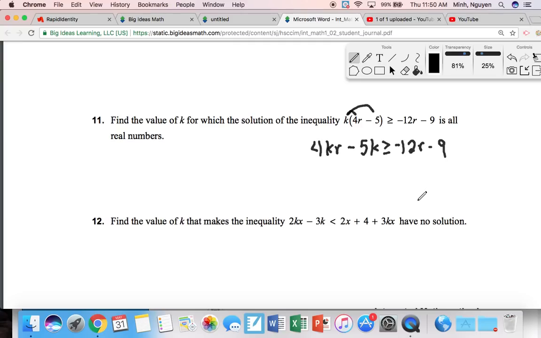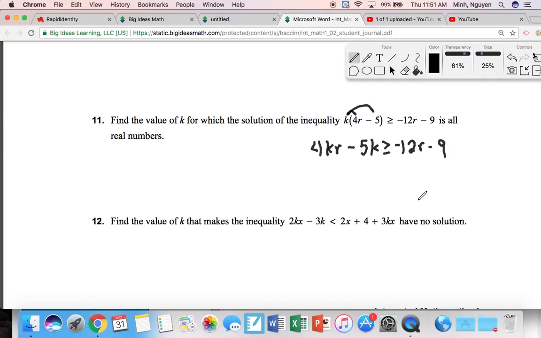And how do we do that? And that the resulting inequality is true. So let's look at this. We've got to get rid of the k, which is easy because we are choosing whatever k is. It says find the value of k. You get to pick, or you get to figure it out.